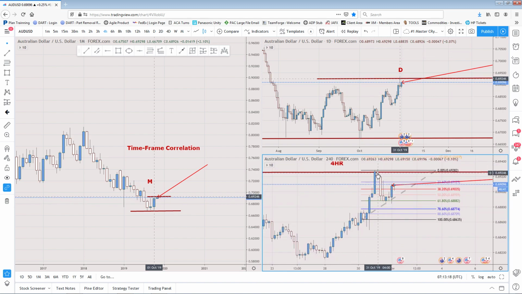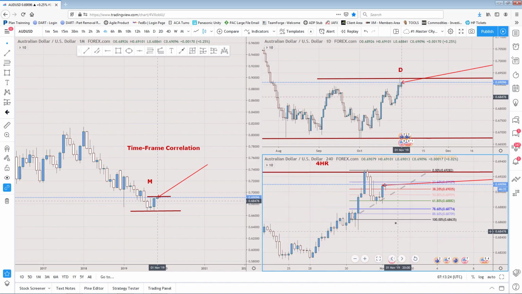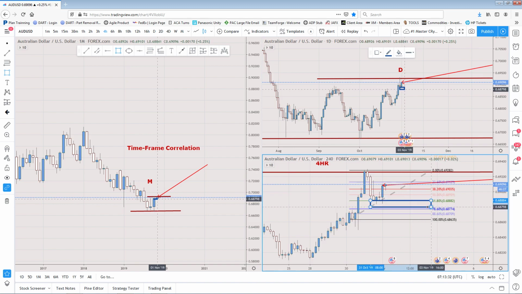We can see our fibs from here to here. It retraced to 61%. And like I said before, this is my sweet spot. See how it spiked up into this area here? It's between 61.8 and 78.6, which I call my sweet spot.